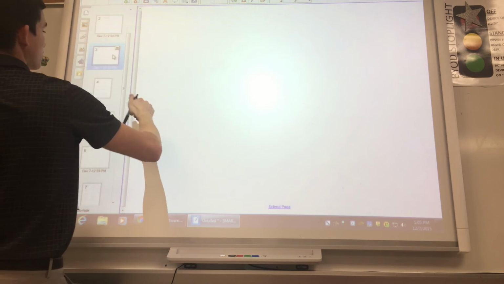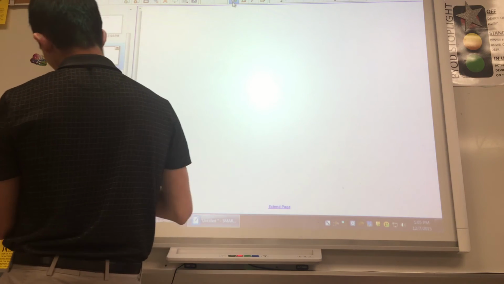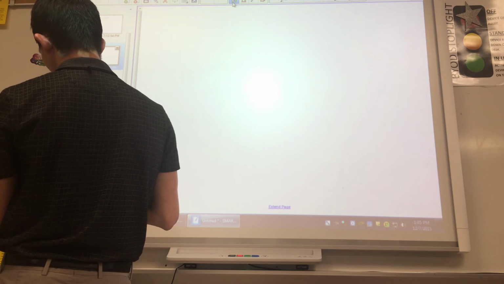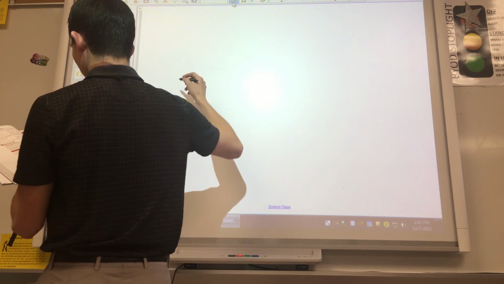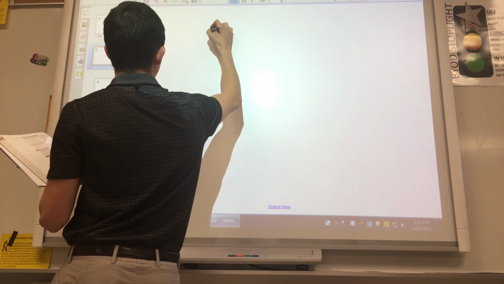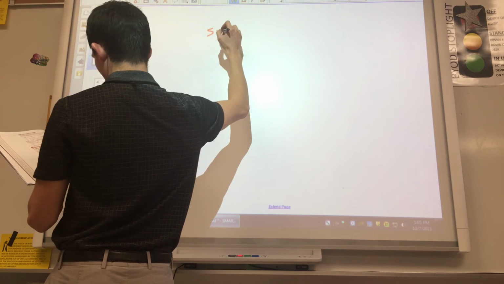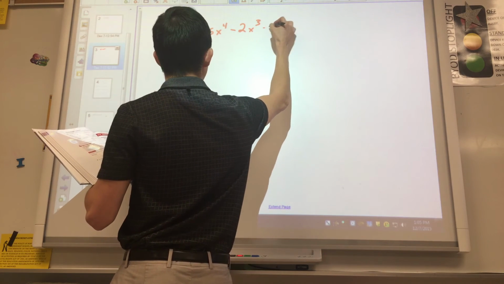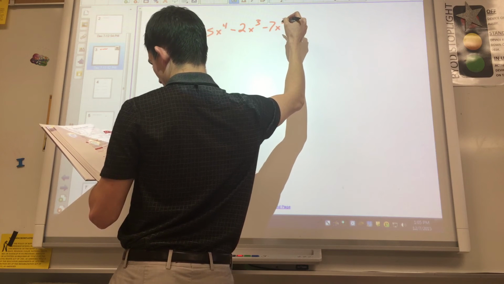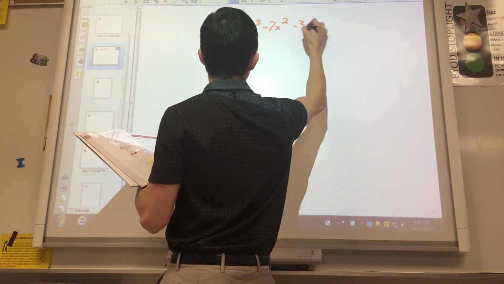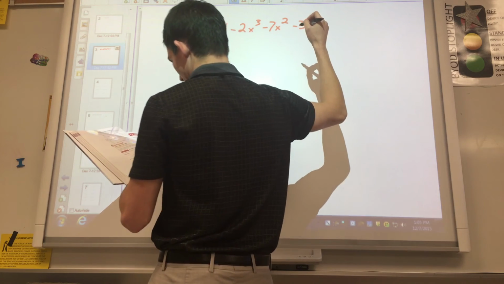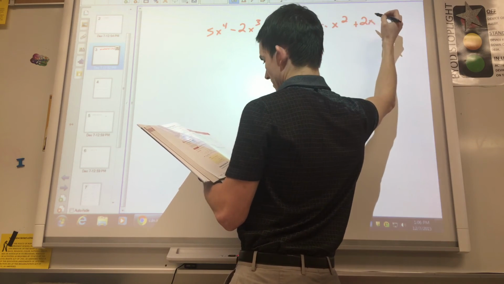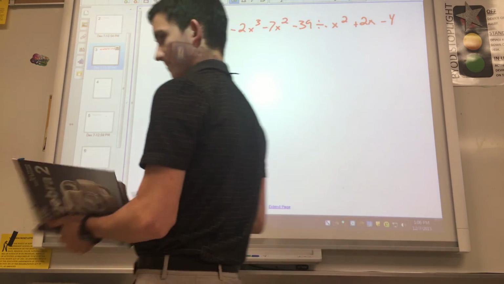All right, new page. Oh yeah, it gets a lot tougher. Wow, that's ugly. I'm going to do number 9. That looks like a really tough one. So let's do it. We have 5x to the 4th minus 2x cubed minus 7x squared minus 39, all of that being divided by x squared plus 2x minus 4.